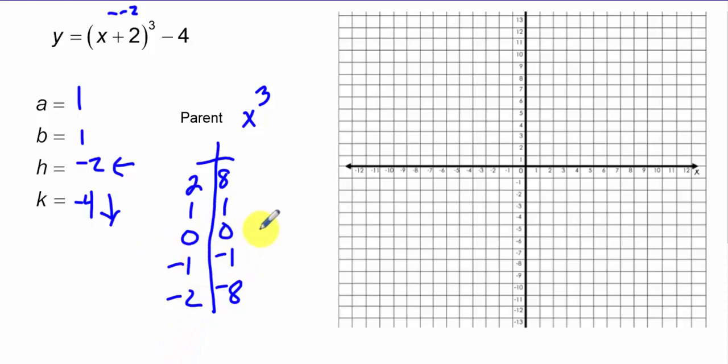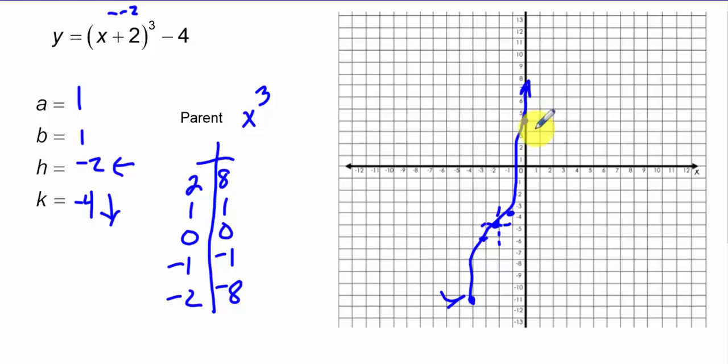Again, I'm going to translate my origin back 2 and down 4. Put a little crosshair there to indicate that's my new origin. And because I have no compressions or no stretches, because there's no multiplying factors of a and b, I can graph this pattern and be certain that that is an accurate graph. So I move over 1 and up 1. I move over 2 and up 8, and back 1, down 1, and back 2 and down 8, which puts me somewhere down here. And there's my graph.